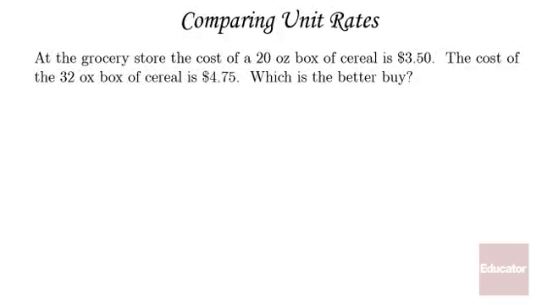Let's try comparing unit rates. This may be something that you've done in a store. At the grocery store, the cost of a 20-ounce box of cereal is $3.50. The cost of the 32-ounce box of cereal is $4.75. Which is the better buy? Now you may not be able to tell straight off because although the second one costs more, you're also getting more. So let's find out the unit rate so we can compare exactly.